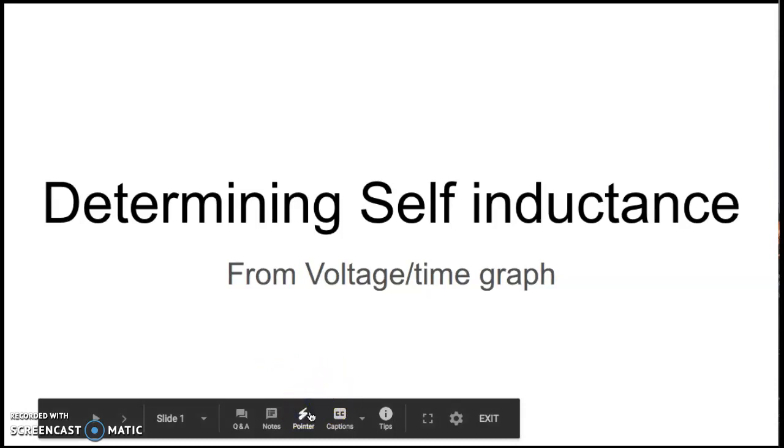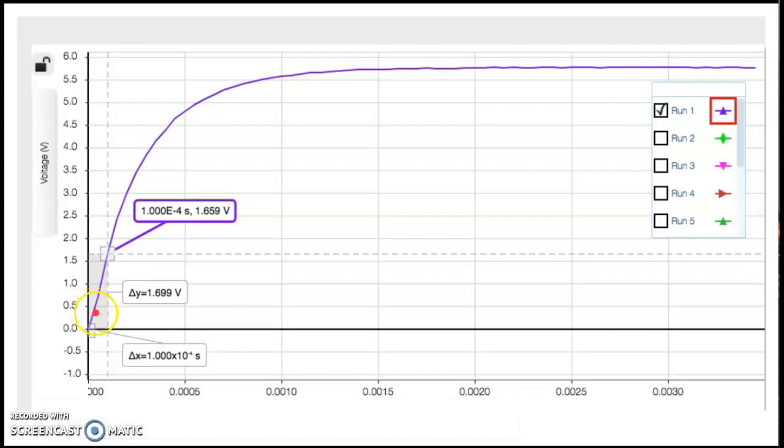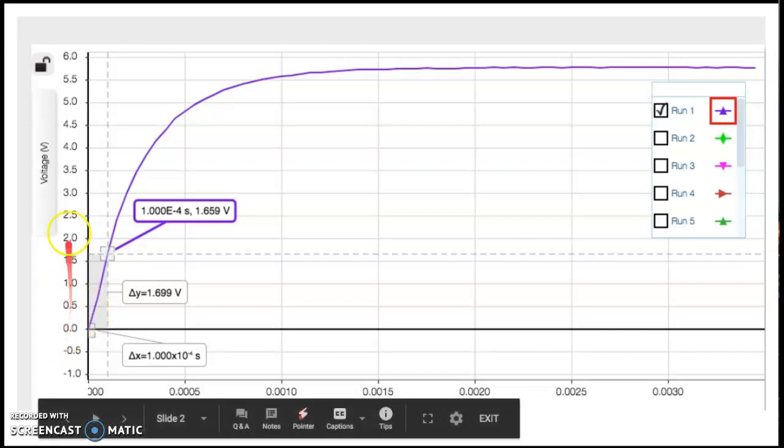So you've seen the experiment. Let's just see if we can work out how we actually get the value for self-inductance from that graph. So that's one of the first screenshots that you've got there. And what I'm going to do is zoom in just on the action here.